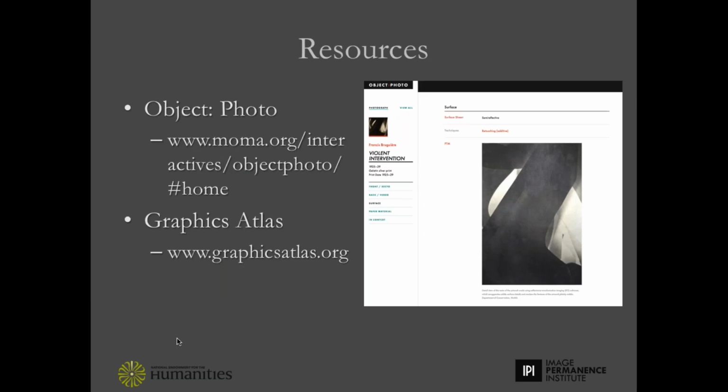So when it comes to thinking about this relationship between process, materials, and aesthetics, how do we contextualize the object and sort of interpret the objects? There are some really great resources. Object:Photo from MoMA is a fantastic website. There's also a publication that explores this topic in depth using the Thomas Walther collection. And of course, there's Graphics Atlas, right? That's the whole point of Graphics Atlas, to use identification, but as well as the idea of connoisseurship, right? This idea of how do the materials relate to the aesthetics of the object? Super important.